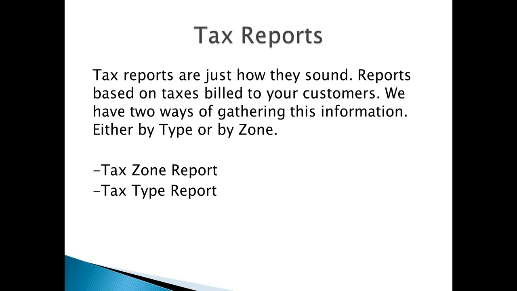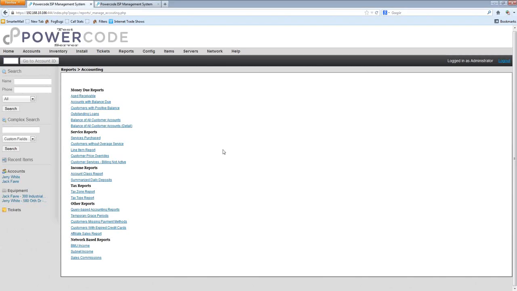So we talked about this a little bit in the account class report. I showed you my two zones, Sheboygan and Door County, and then my tax type happens to be sales tax. So this would be a fairly easy report. If you got some complex taxes, it may look a little different, but again, if you do have any questions, feel free to contact us at any time for those answers.